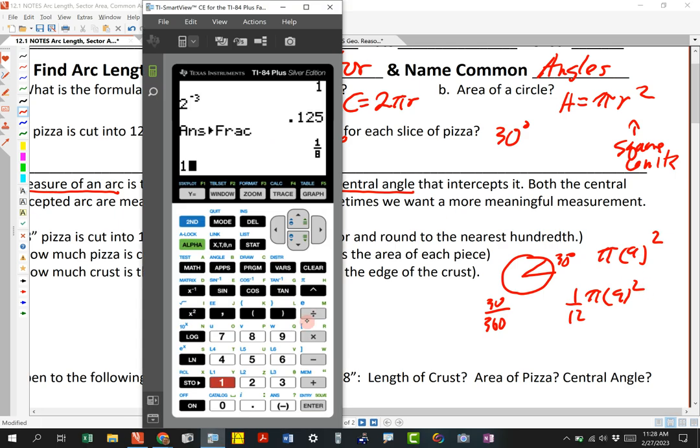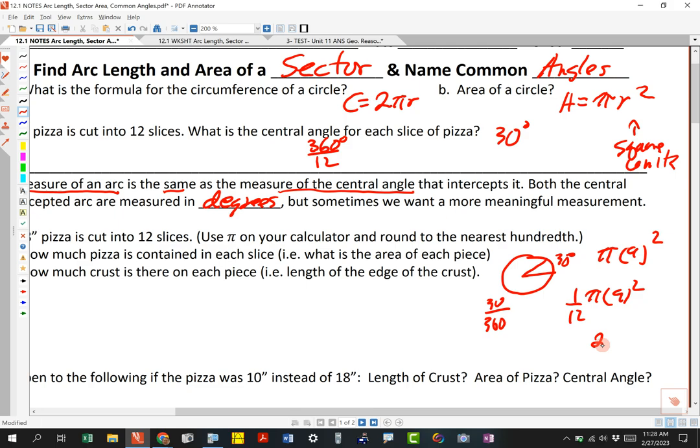Let's see, 1 divided by 12. And then I'm going to do pi. And then times 9 squared. And I got, if we round, 21.21. You good? Okay, 21.21 what? Square inches. Okay?